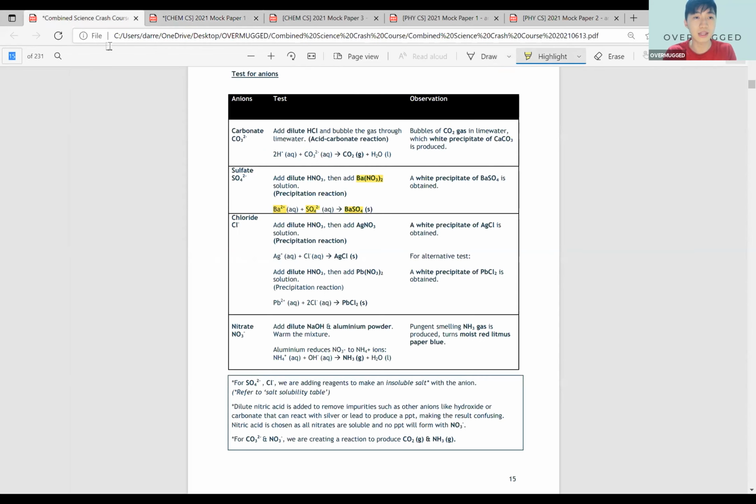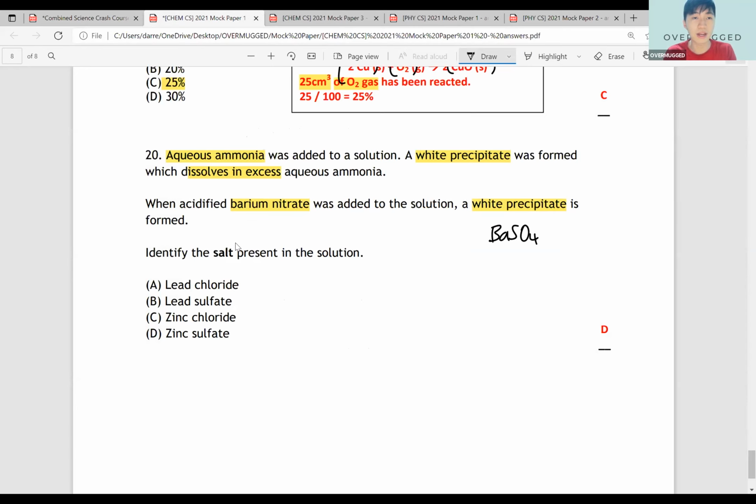In fact, the test for sulfate and the test for chloride, both of them are about precipitation, producing an insoluble salt like BaSO4, AgCl, or PbCl2. So this is the part here that I just mentioned. Those with the notes, you should know what I'm referring to. All right. So what is present in the solution? Firstly, the first test tells us that zinc was present, and the second test tells us that sulfate was present, right? So what is present? Zinc sulfate. Therefore, the answer should be D, okay?